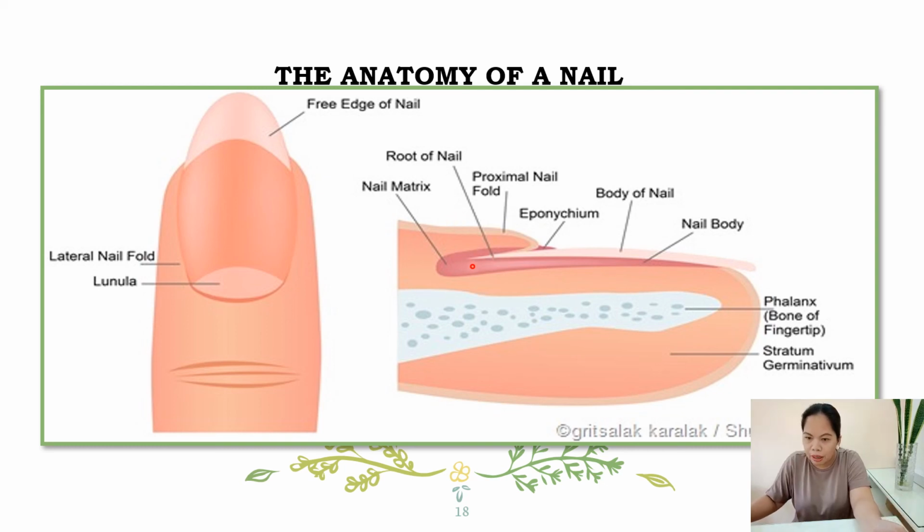Nasa ilalim ni nail root si nail matrix. Tingnan nyo. Diba? Si matrix ay nasa ilalim. Si nail root ay nasa ibabaw. Ayan yung ating eponychium. Nandito banda si cuticle. So, this one is the body of the nail. This is the nail body.